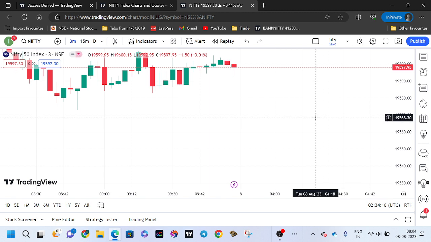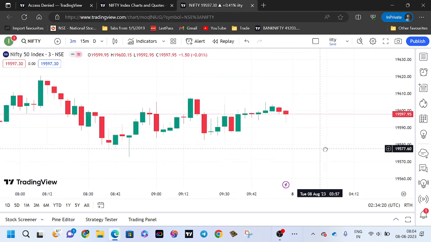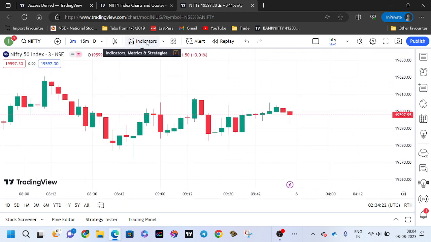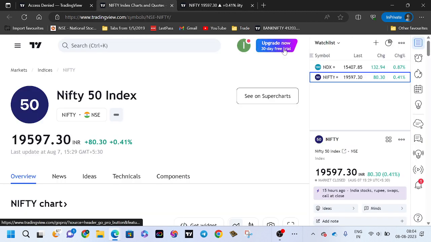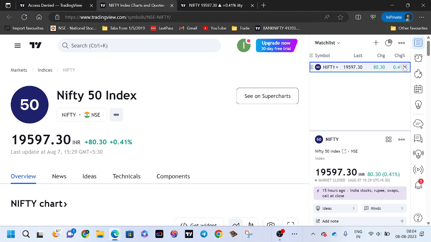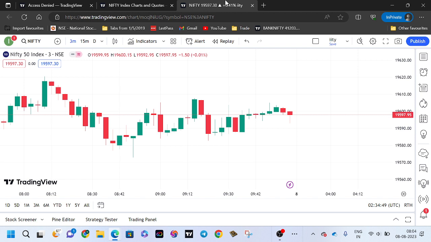Secondly, after you have subscribed to our indicator, go to the indicators icon. See here, it is clearly written, indicators. For demonstration purpose, I am using a free account. That's why it is saying upgrade now, 30-day free trial. I am not going to upgrade. I want to use only the free tradingview.com account.